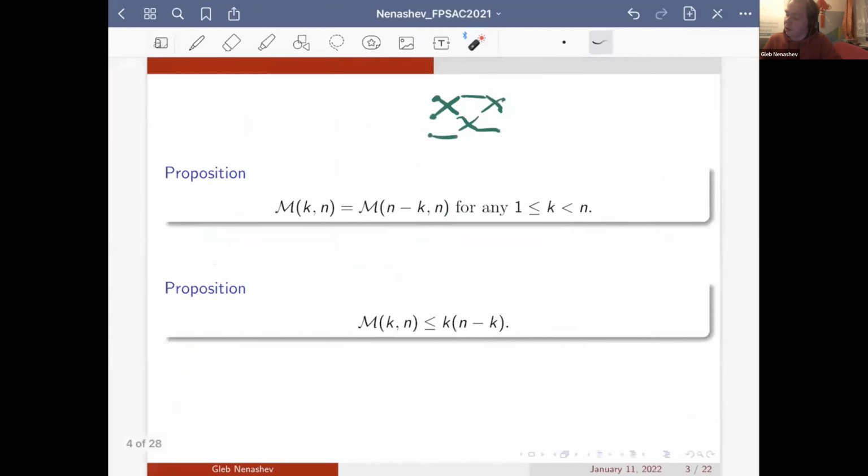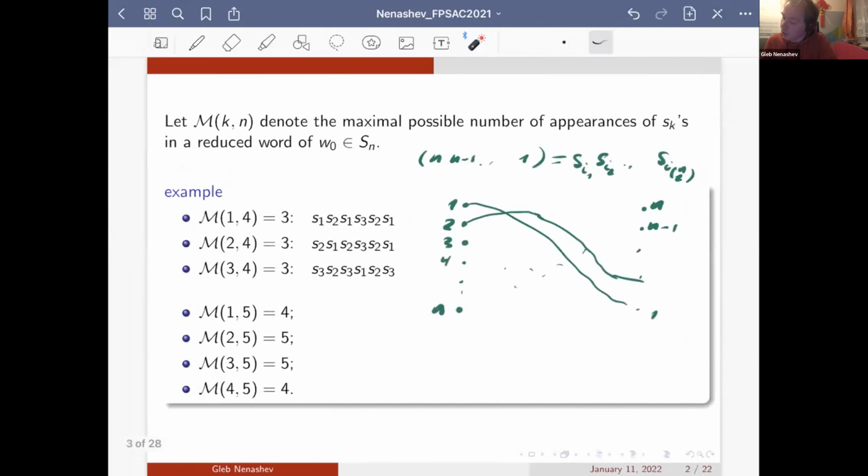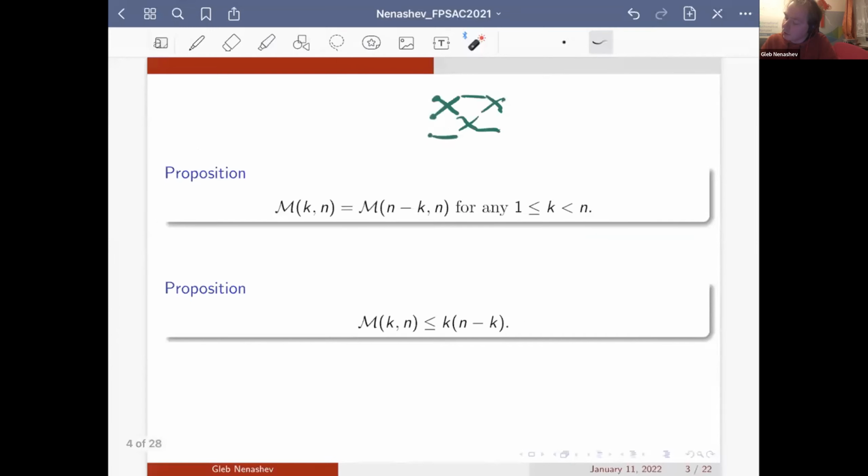But usually we will have such pictures, and the main condition is that for any 2 wires, we have exactly 1 crossing. So here we have 1 cross. For these 2 wires, we have only 1 cross. Okay, and we count M_k,n, it means that we count the number of crossings on level k. So it's the first level, it's the second level.